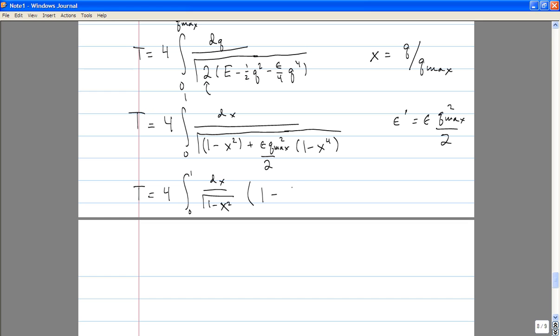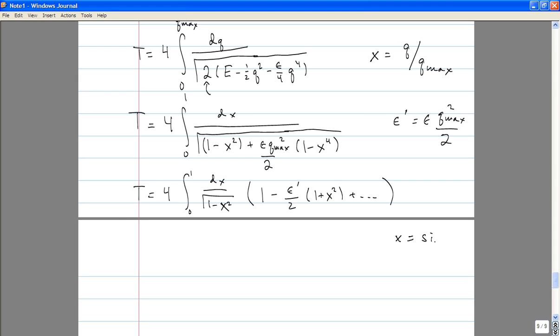because that's what I called epsilon Qmax squared over 2. And then there's a minus 1/2 because I'm Taylor expanding something to the minus 1/2 power, 1 plus x squared. One plus x squared being 1 minus x to the 4th over 1 minus x squared. Now I could just change variables again, letting x be sine of u.